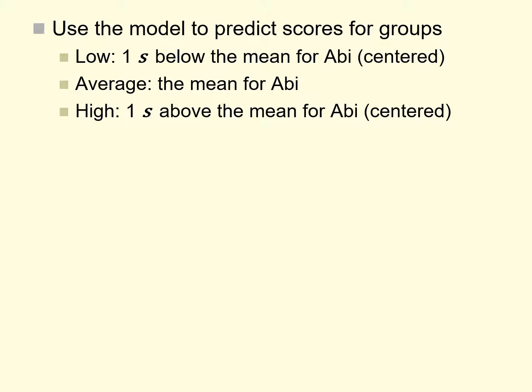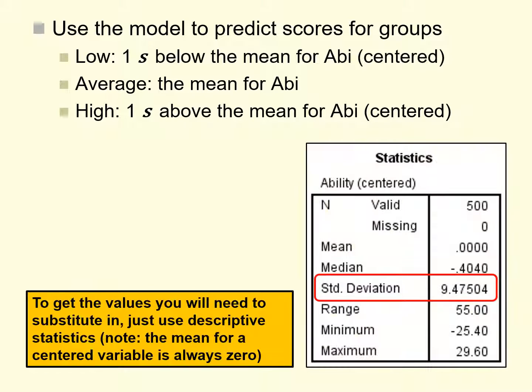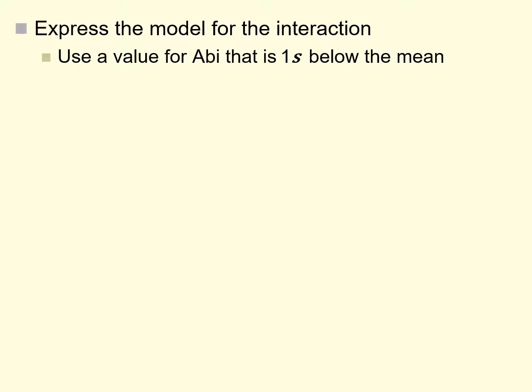And if we want to actually create a more precise graph to illustrate this, what we can do, of course, is predict scores on the outcome variable for people who are at one standard deviation below the mean of the moderator, at the average level, the mean of the moderator, and at the high, one standard deviation above the mean, which is very easy to do. Because our moderator variable is centered, the mean is of course going to be 0. All we need to do is get the value for the standard deviation, which you can see right here from some simple descriptive statistics. And then we plug that value in to the model for the interaction.